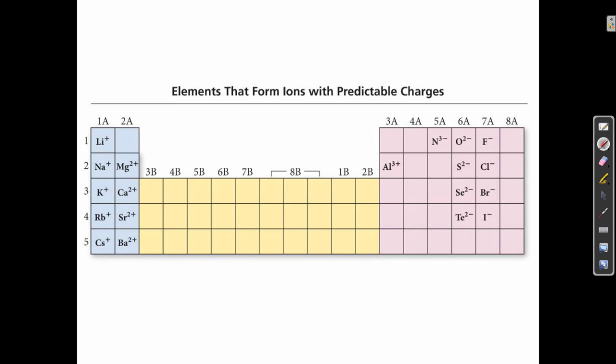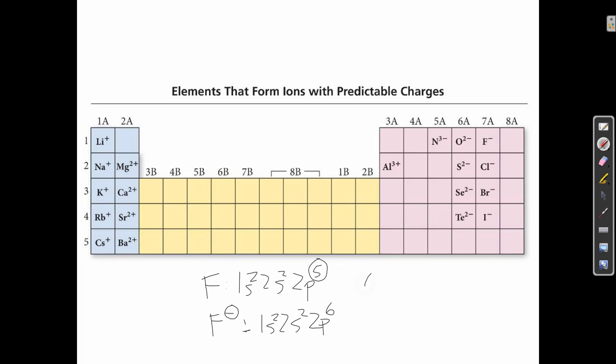So fluorine is 1s2, 2s2, 2p5, right? Because it's 1, 2, 3, 4, 5. F minus, what does F minus have that F doesn't? Well, it has one extra electron, right? Where is that one extra electron going to go? It's going to go into this empty p orbital. So F minus is 1s2, 2s2, 2p6. It just gets that extra electron.